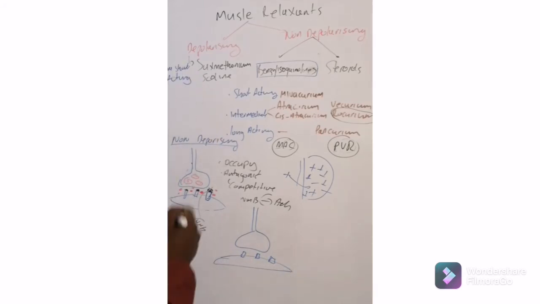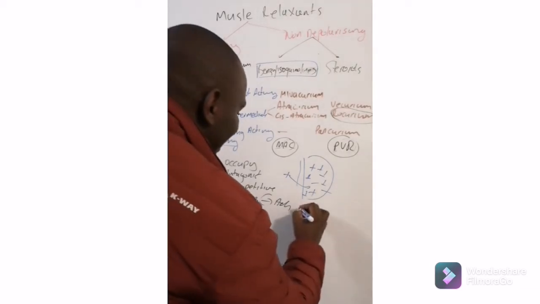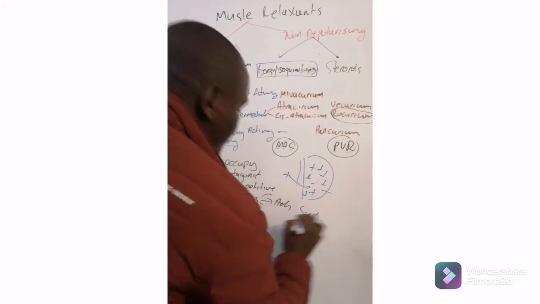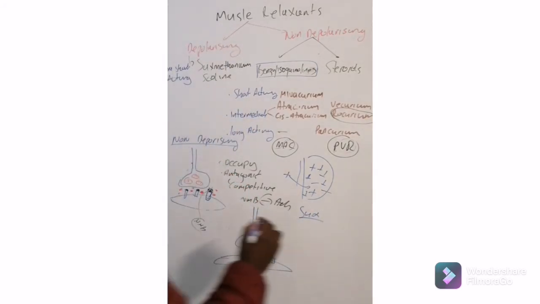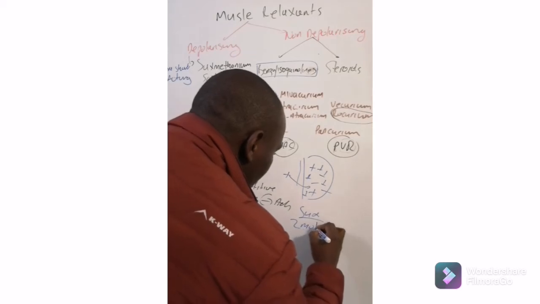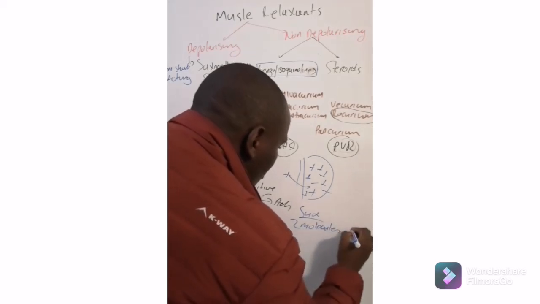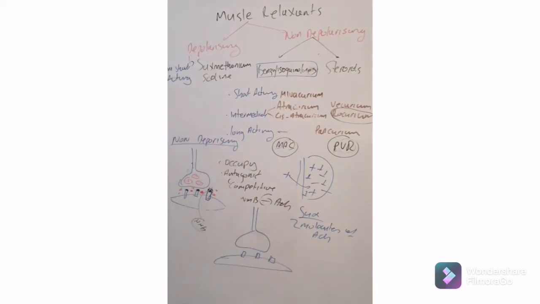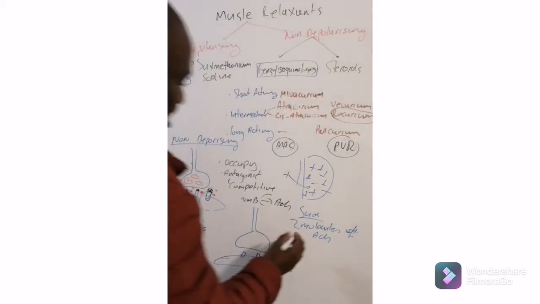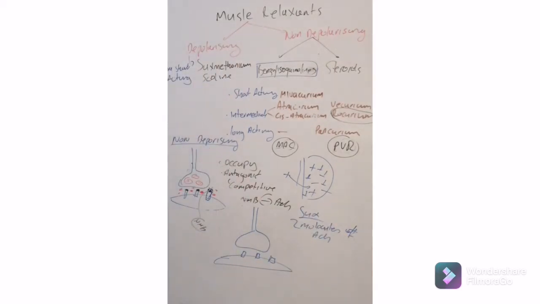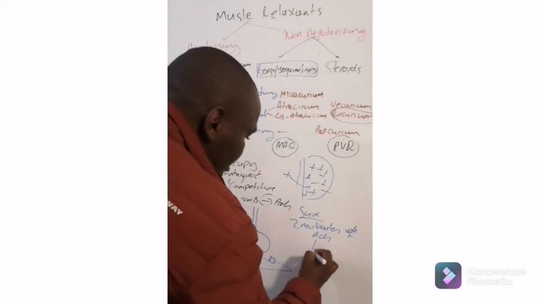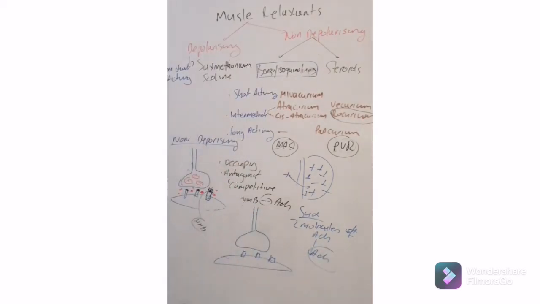Now, very, very crucial. Suxamethonium chemically is made up of two molecules of acetylcholine, of a structure that is very similar to acetylcholine. Actually, people say it's acetylcholine. Because this suxamethonium is made up of two molecules of acetylcholine, it is actually acetylcholine. So it's able to cause the effects that acetylcholine would have.